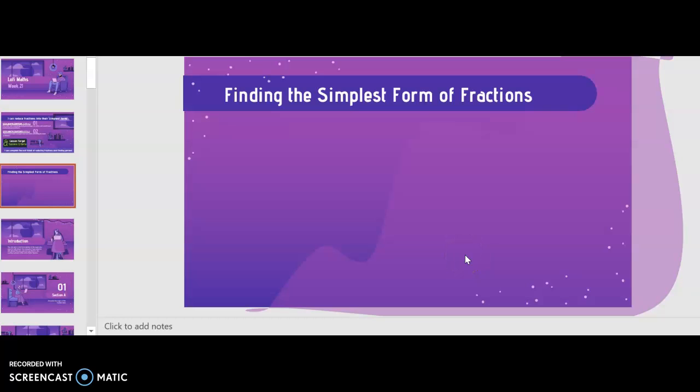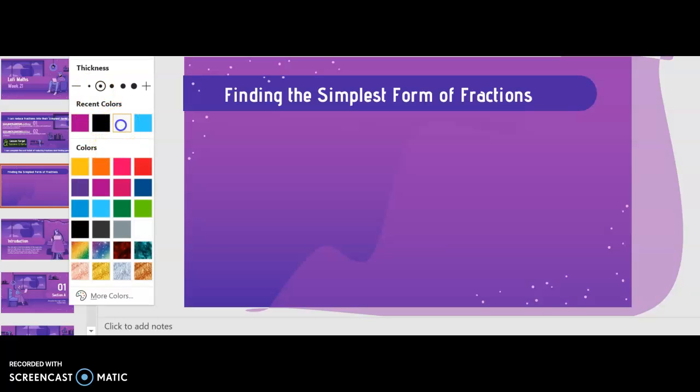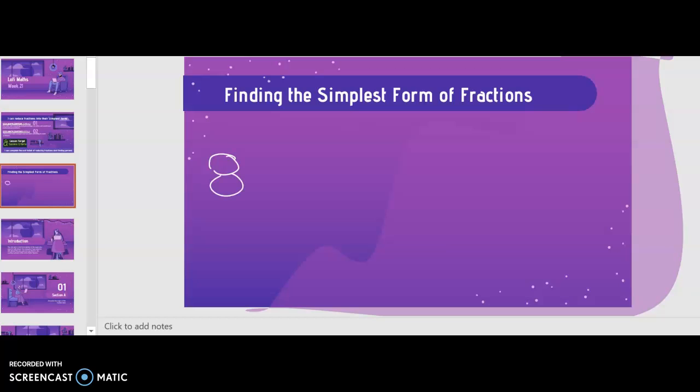Hello, little pumpkins. Let's talk about finding the simplest forms of fractions. There are two different ways to do this, and I'm going to start with the easier way. Let's say we have a fraction like 8 over 64.